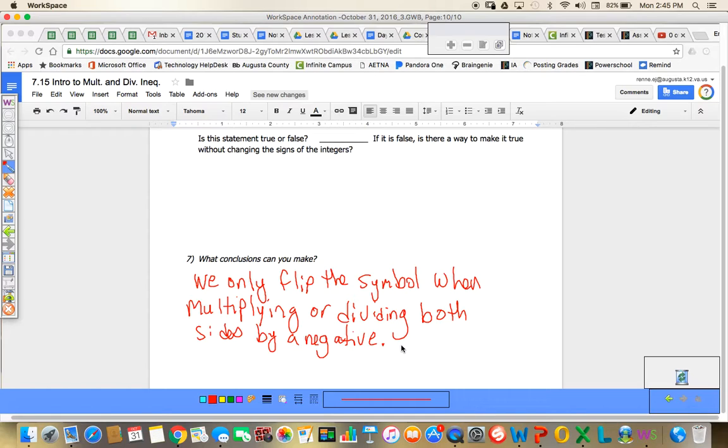Okay, so that concludes our video. So the only real big difference between multiplication and division inequalities and equations is that when you are doing an inequality where you have to multiply or divide both sides by a negative, you need to flip the symbol. So carry this knowledge with you when you complete the notes on multiplication and division inequalities.